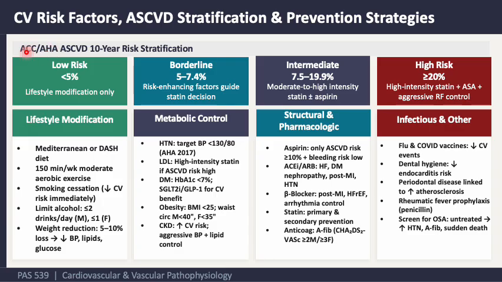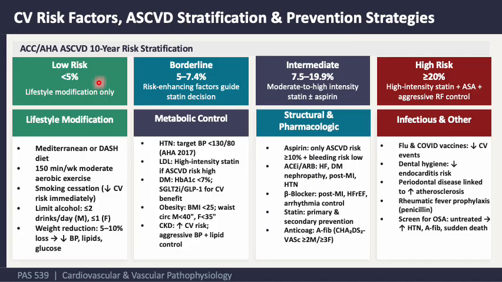So the American College of Cardiology and the American Heart Association have this atherosclerotic cardiovascular disease 10-year risk stratification that will put you in low risk, borderline, intermediate, or high risk based on different numbers. So it's a formula that usually includes your lipid profile, your BMI, your blood pressure.